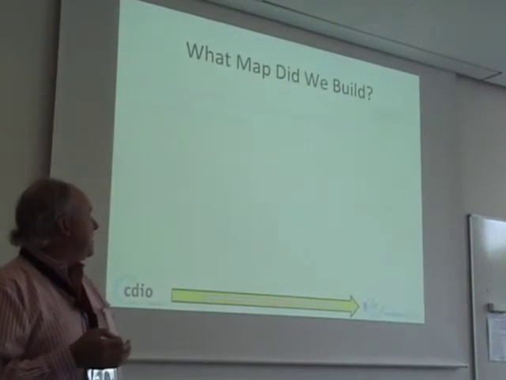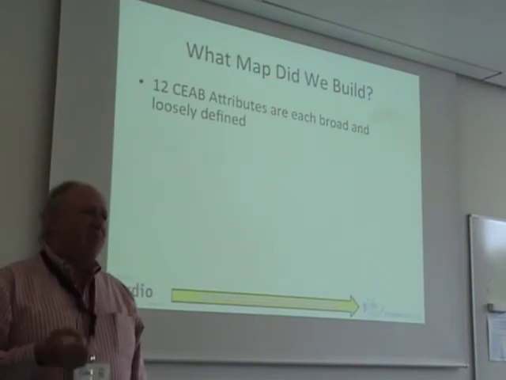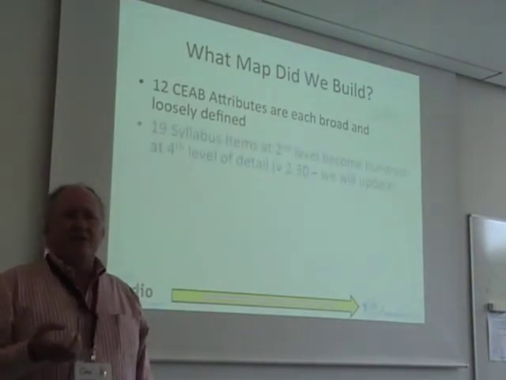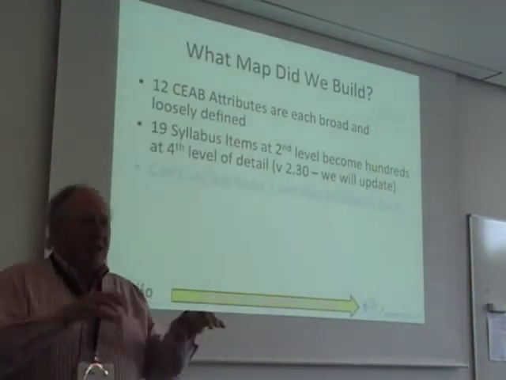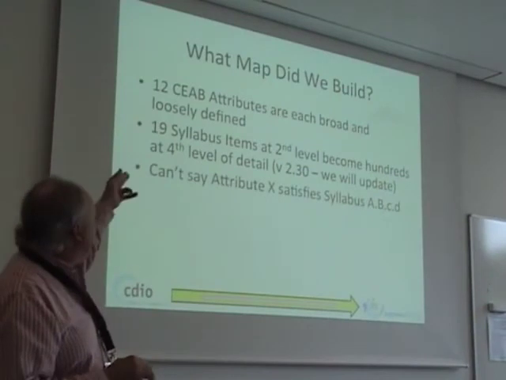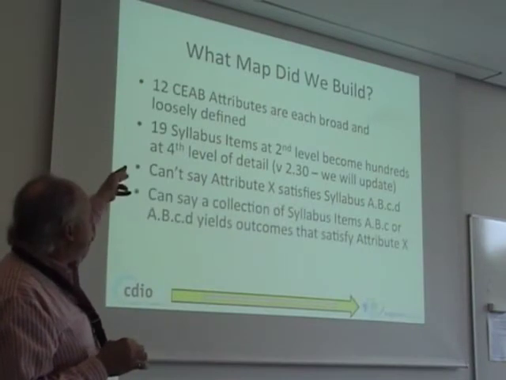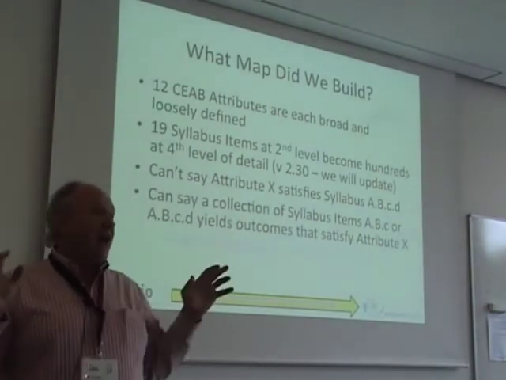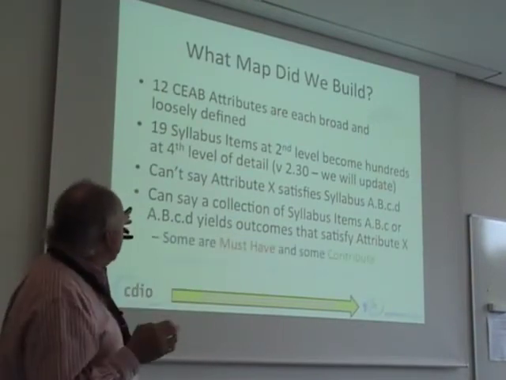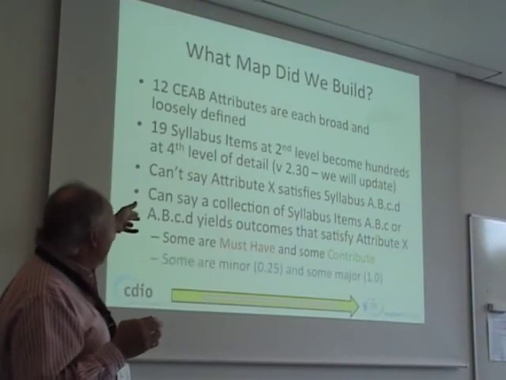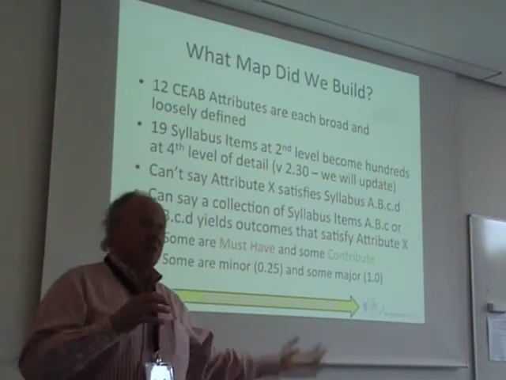So the map that we set out to build, we looked at the 12 CEAB attributes, and they're really quite broad. It's very difficult to look at those attributes and go back and say, we teach this attribute. What we teach is really down at a much grittier level when we get down to much smaller, more detailed chunks, outcomes. So we can't really say that attribute X, a student who has communication, can meet a particular learning outcome. But we can say that if we've got some detailed outcomes, a collection of those outcomes is sufficient to say this student's able to communicate.